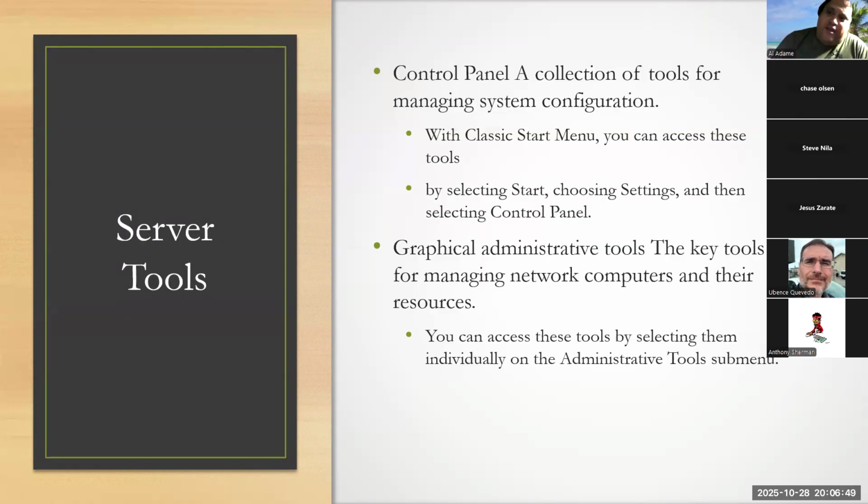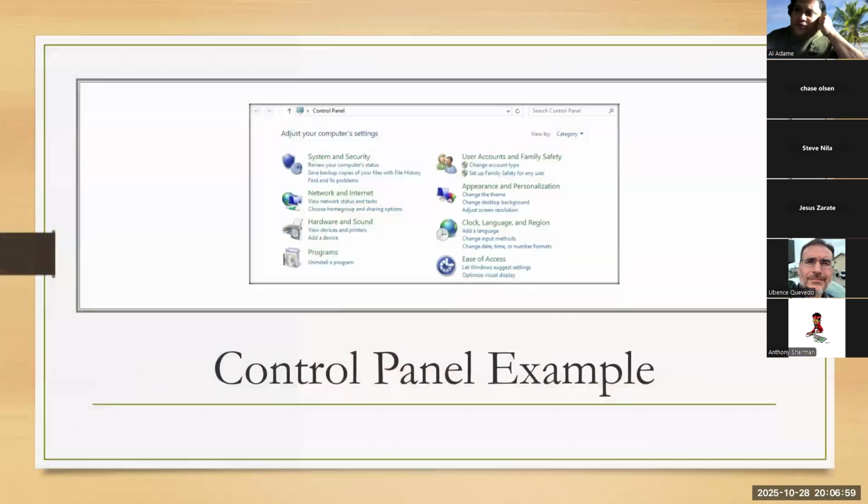So graphic administrator tools, the key tools for managing network computers and the resources. You can access these tools by selecting them individually on the administrative tool submenu. Don't worry, we'll explore all that in lab. So here's what control panel looks like on server. Looks pretty similar to Windows 10, right? Or 11. They're kind of the same beast under the hood a little bit, but again, Windows Server has a little more bells and whistles.